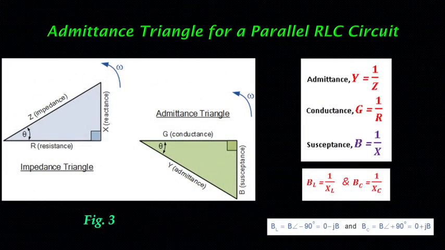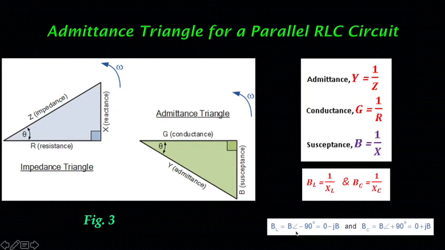Admittance triangle for a parallel RLC circuit. The parameters can be summarized: admittance Y equals 1 by Z, conductance G equals 1 by R, susceptance B equals 1 by X. Susceptance has the opposite sign to reactance. So capacitive susceptance BC is positive in value, while inductive susceptance BL is negative in value. So BL equals 1 by XL and BC equals 1 by XC.